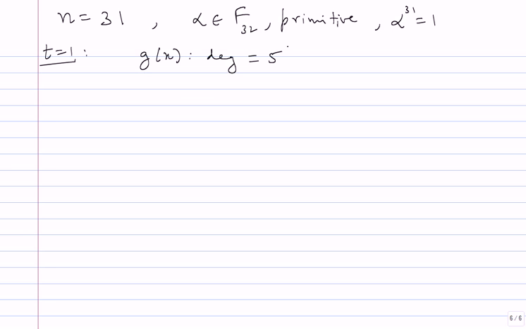Do you agree? Alpha, alpha square. Okay, so then k becomes 26. So you get a (31, 26) code. It's a Hamming code. I know it's equal to 3. So you take t equals 2.